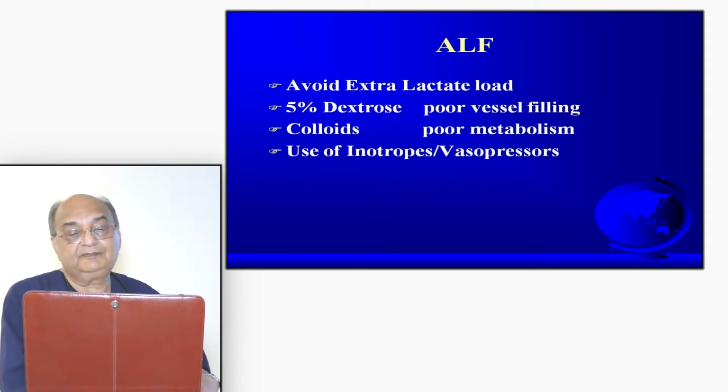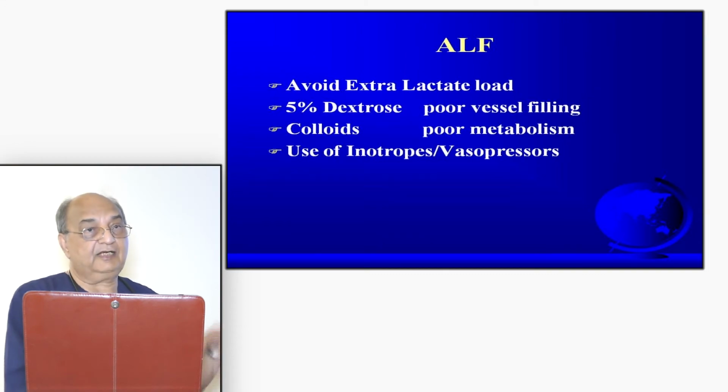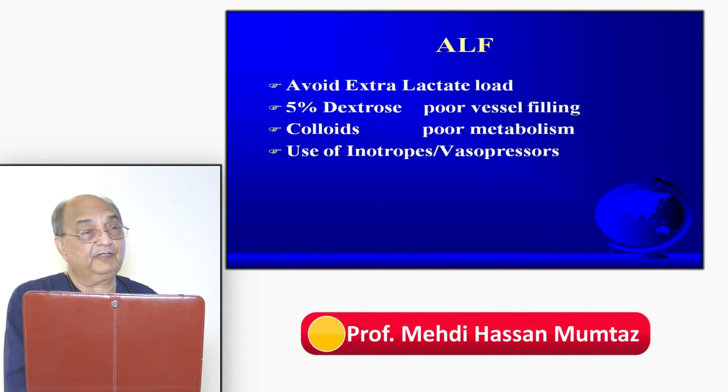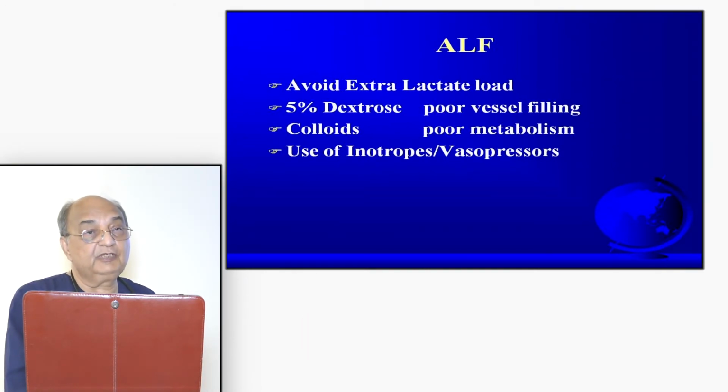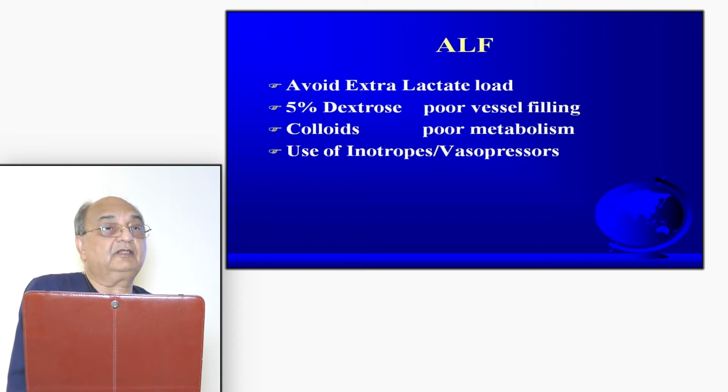In acute liver failure, avoid extra lactate. 5% glucose is a poor vessel filler; 10% should be given at least. Lactate is a poor metabolite here, so you should not give any lactate to these patients. Use inotropes and vasopressors depending on the hypotension. Okay?